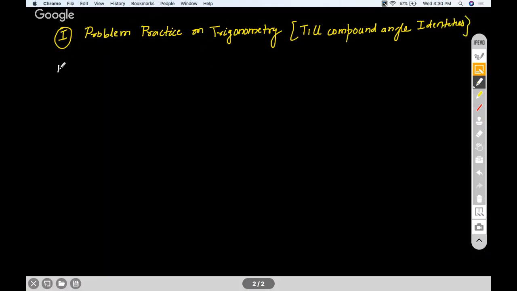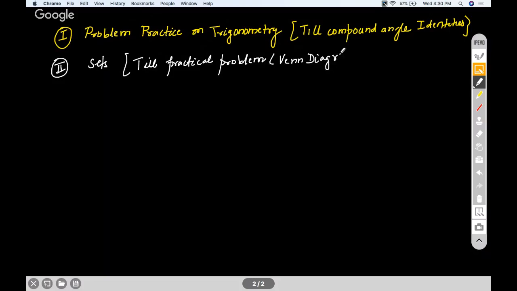And the second agenda for today is we'll be quickly doing sets with you, till the practical problems, or we can say the problems based on cardinal number of sets, by the use of Venn diagrams. Is there anything else that you want me to do? Because I think these are the two concepts that are going to be tested tomorrow for you.